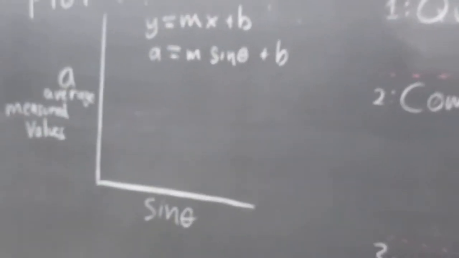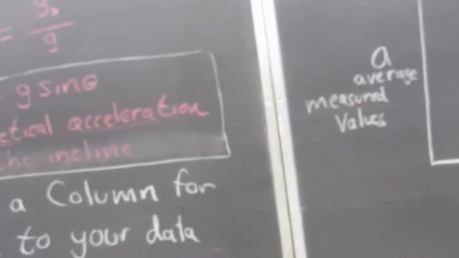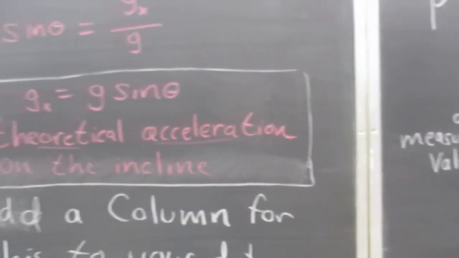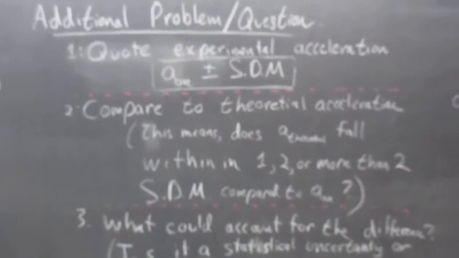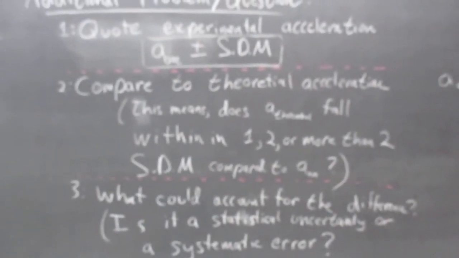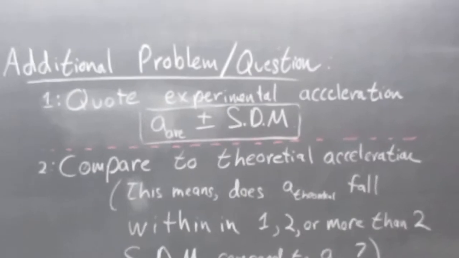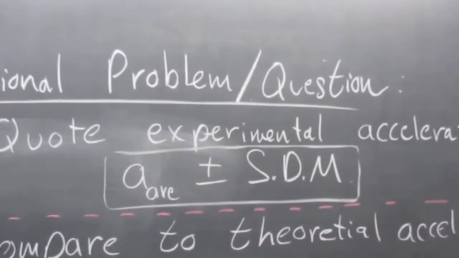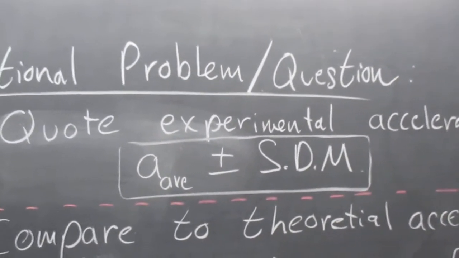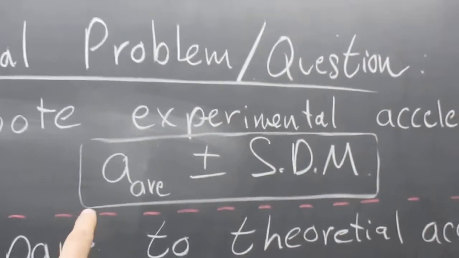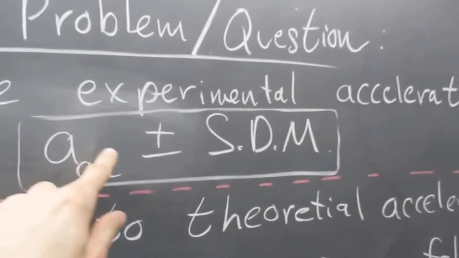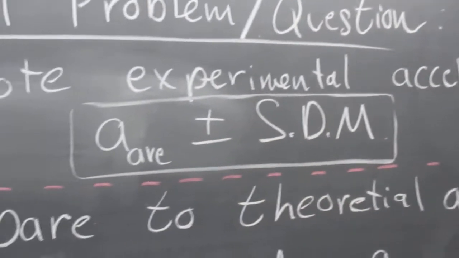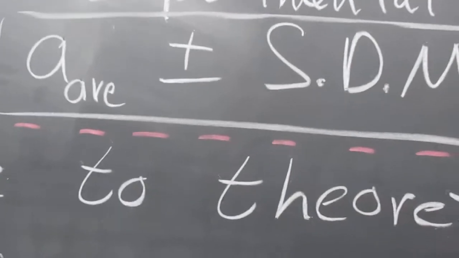Okay, so now back to comparing our theoretical acceleration to our experimental. Here are some additional problems, which I'm also putting on Blackboard. Again, you want to quote your values like this every time you have standard deviation in your results section. This is how your values are quoted: your average, and this is experimental, plus or minus the standard deviation of the mean. So you'll write those numbers out. You'll have 6 of these.